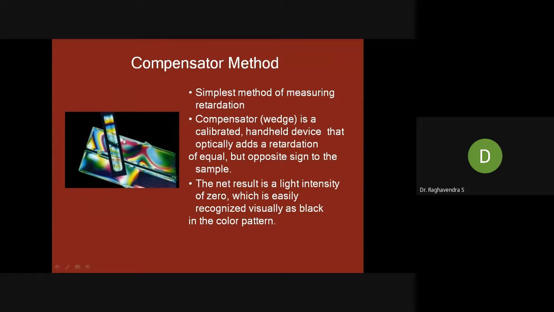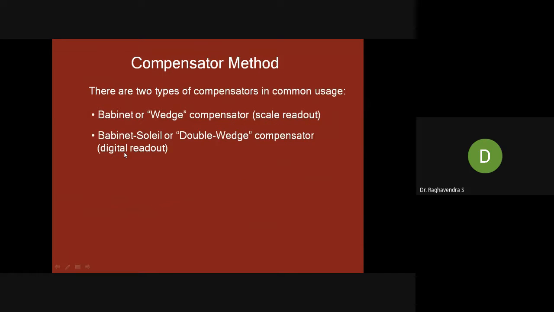pattern. See, this is a pattern. They look at it very keenly and they will tell for more details. For extra details, they will collect it from this compensator. There are two types of compensator. One is Babinet or wedge, which is something like a scale readout. What you see here is a Babinet. Nowadays there are digital readouts. There is a double wedge. There is something like a digital screw vernier scale, something like this.